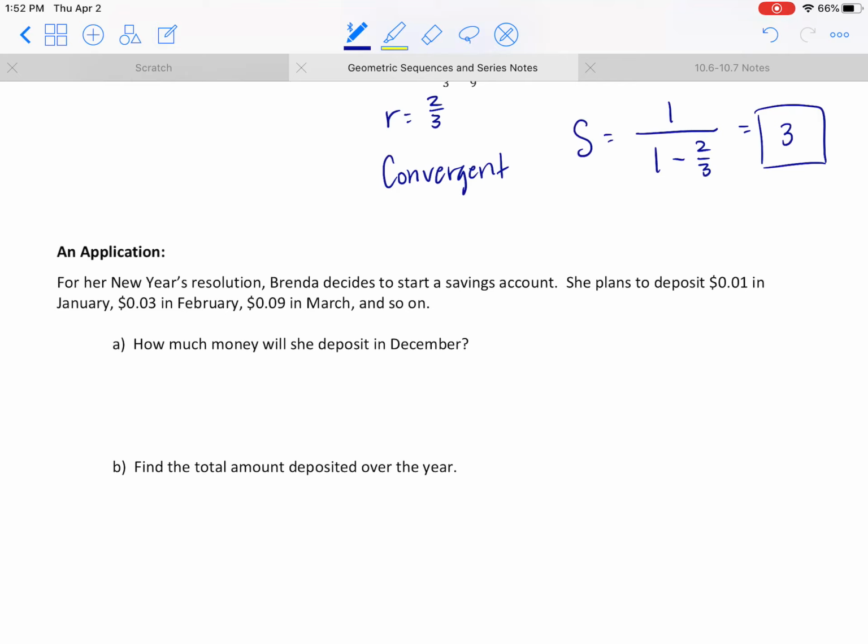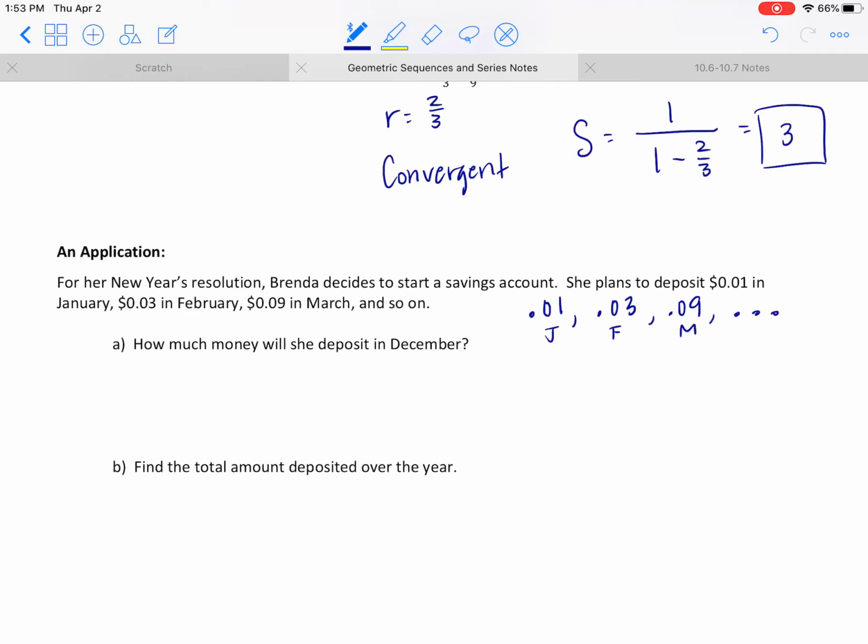And I got one application here where using a geometric sequence or series might be useful. So it says, for her New Year's resolution, Brenda decided to start a savings account, and she plans to deposit a whole penny in January, 3 cents in February, 9 cents in March, and so on. Seems like a pretty risky plan, right? So the first number on the list is 0.01. The next number on the list is 0.03, then 0.09, and this will continue. Where this was January, February, March.